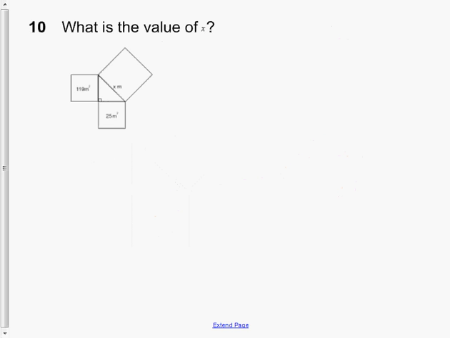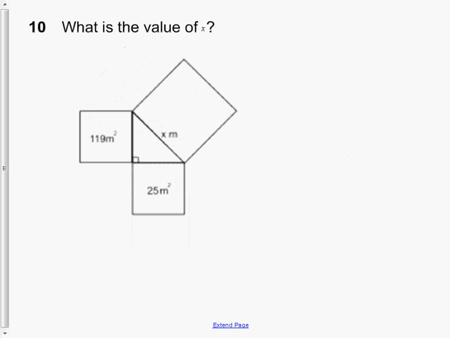Question 10, what's the value of x? So this time we have a leg and a leg. So the area of this plus the area of this will equal the area of this, meaning this is 144 meters squared. And since that's the area of the square attached to the hypotenuse, the side length would be the square root of that, or 12 meters. So your answer for that one is 12 meters.